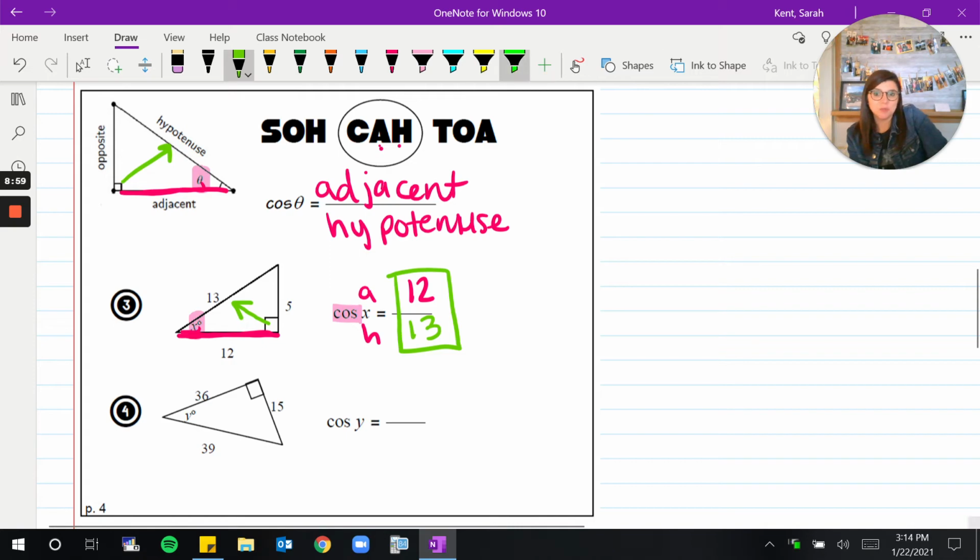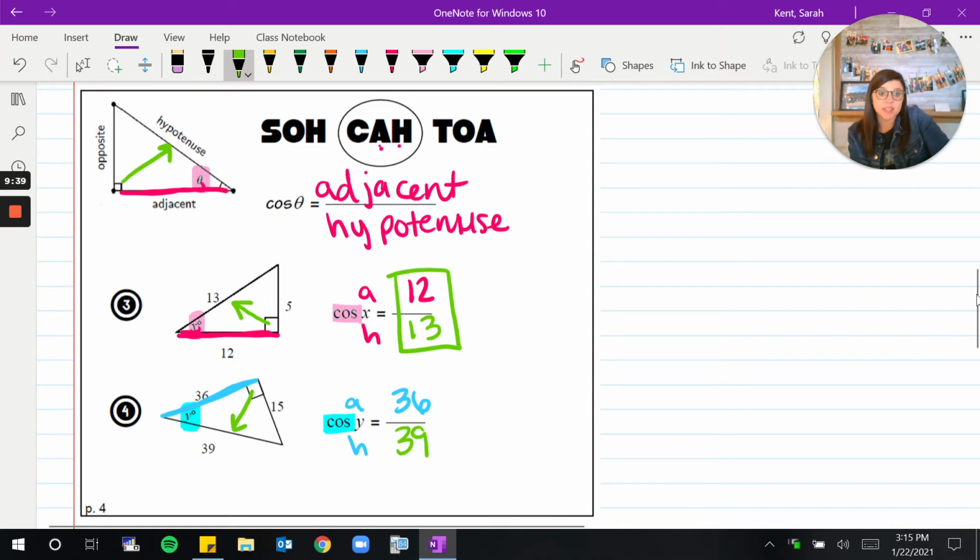All right, number 2. Again, we look for that angle. So here's y. We want cosine. So that means we want adjacent over hypotenuse. So if I look adjacent to my y, here we've got 36 right next to it. So for adjacent, I'll put 36. And then for hypotenuse, again, I want across from the right angle. So across from the right angle is 39.